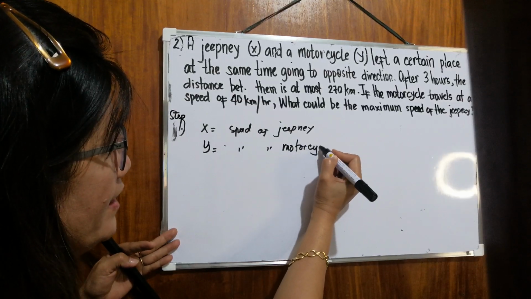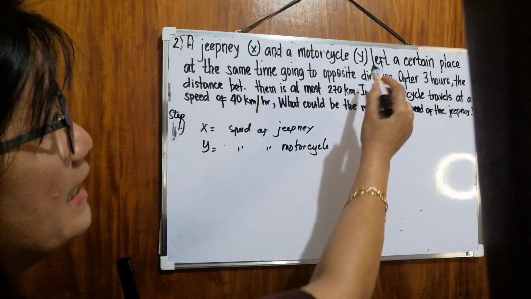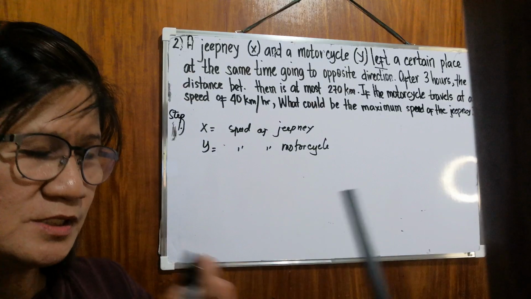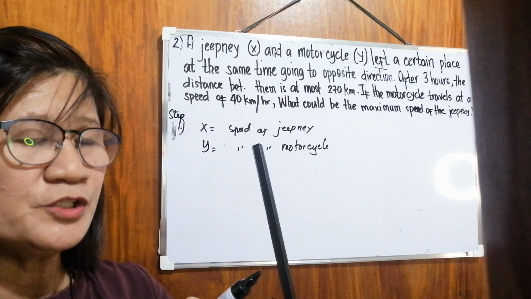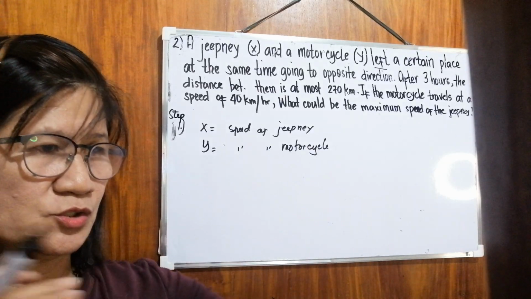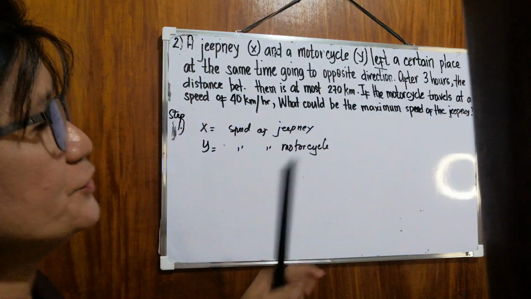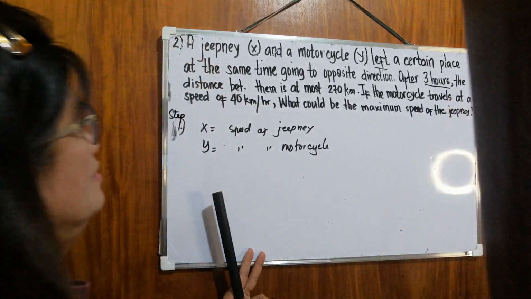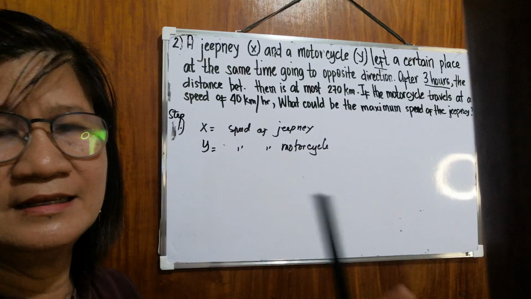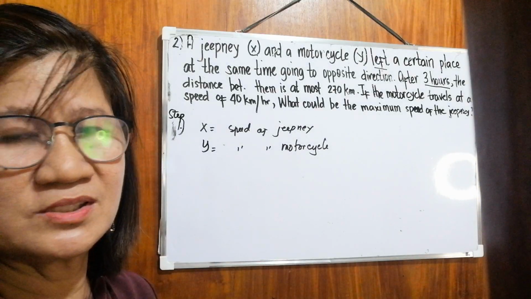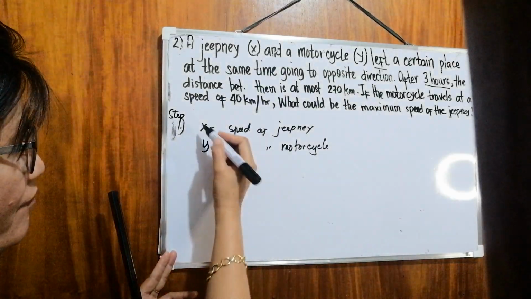So, kailangan naintindihan niyo yung problem. Nakalagay dyan, no? They left. Ibig sabihin, opposite direction. No, mayroon silang starting point. They left the certain place in opposite direction. Hiwalay sila. And then, after 3 hours, no? After 3 hours, the distance between them is at most. Yan. How do you represent the word at most? 270 kilometer. Okay? So, meron na tayong variable na napili.